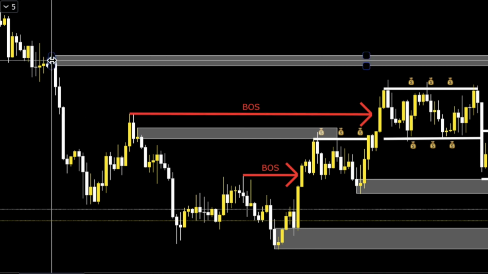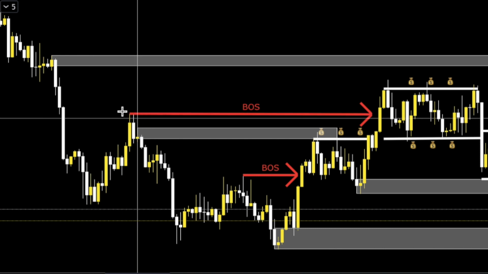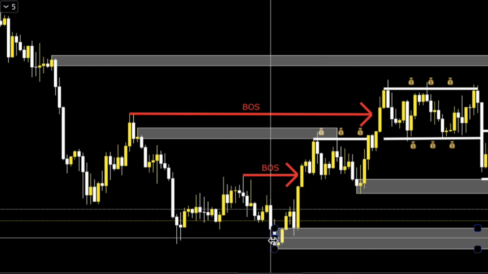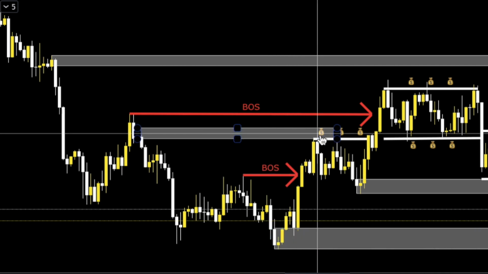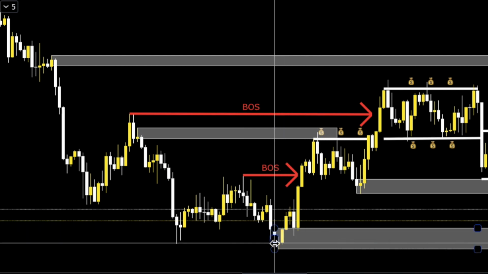From this level of supply, price was able to push down, create a new lower low, which then came up, created a lower high, right? So these same concepts apply when we're going up. We want to see a created low and then price break our previous structure to create a high. That right there gives me confirmation that this is a strong level of demand.